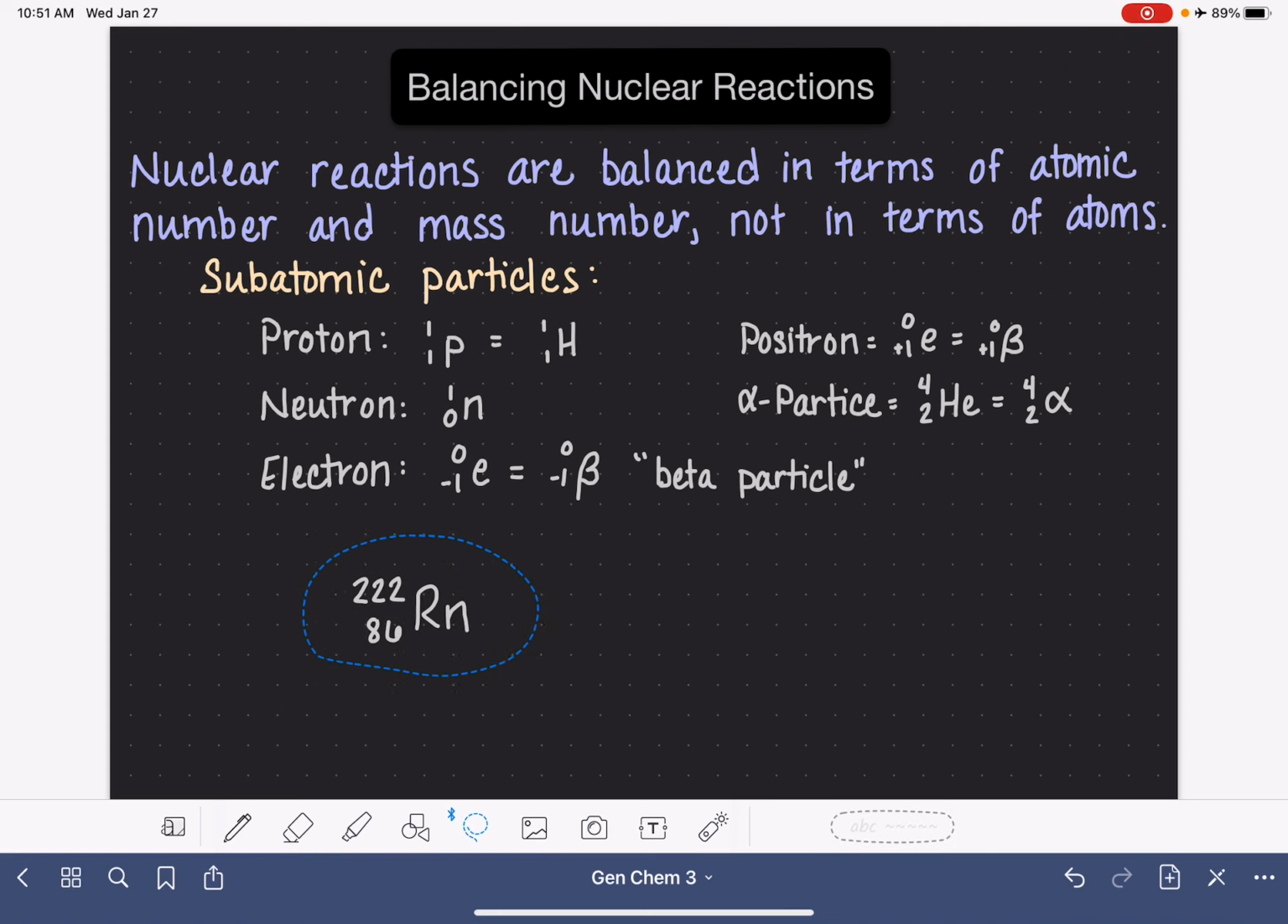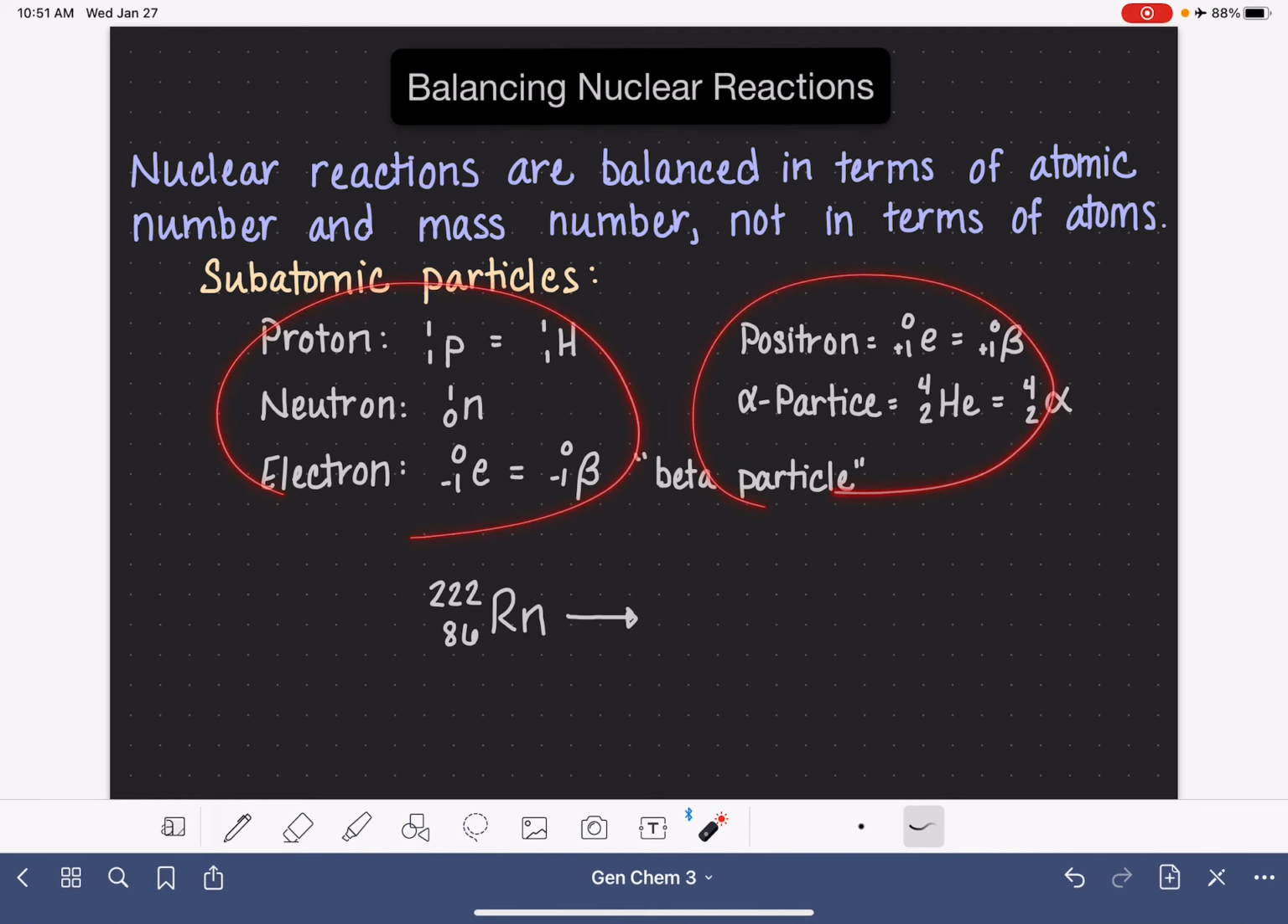So like I said, when we're balancing a nuclear reaction, we're really just wanting to balance it in terms of conserving atomic number and mass number. So this atom right here undergoes what we call radioactive decay, which is just a spontaneous emission of 1 or more of these types of subatomic particle.